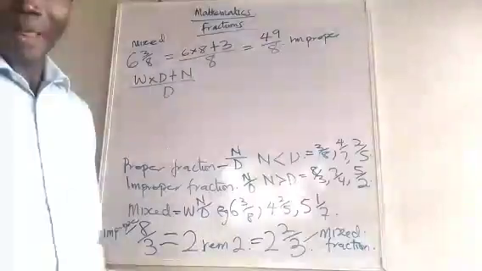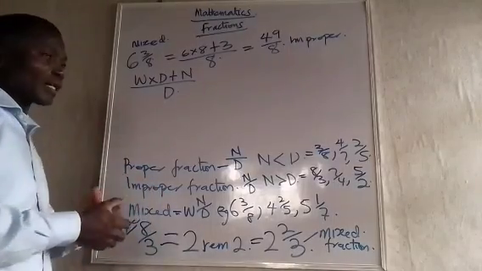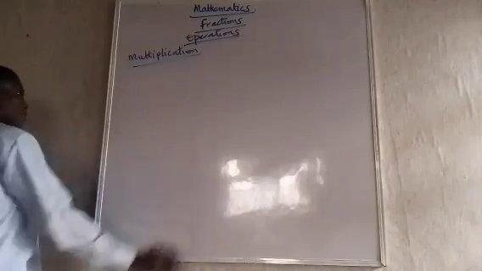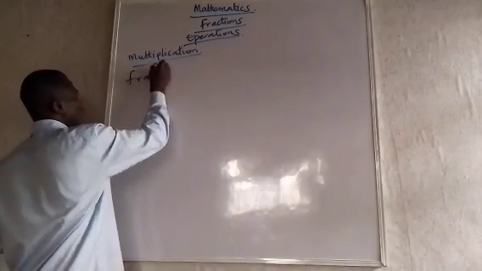Very simple. Let's see some operations you can do with fractions. Now let's look at the multiplication operation under fractions. Let's multiply fraction by fraction.